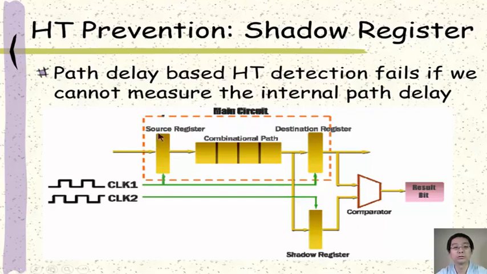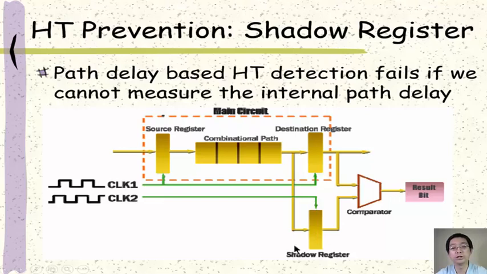So what we have here is the source register and the destination register. To measure the path delay here may not be easy because we may not be able to see these signals. So in this approach, we put a shadow register here, which has the same clock as the system clock. However, the phase of the clock might be different. So we call clock 1 the system clock. Clock 2 will be called a shadow clock, which is used to drive the shadow registers.